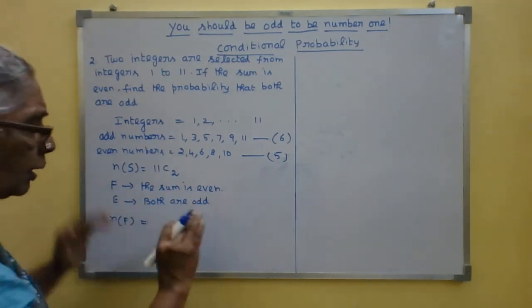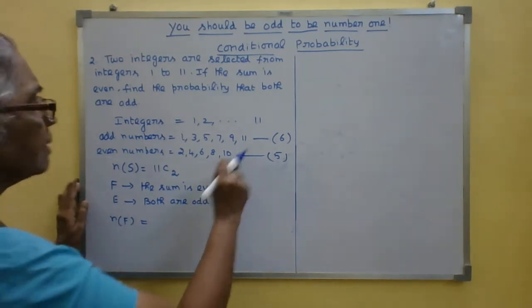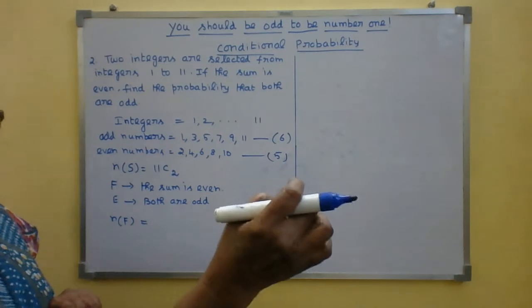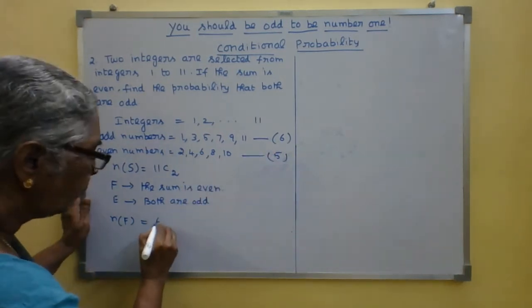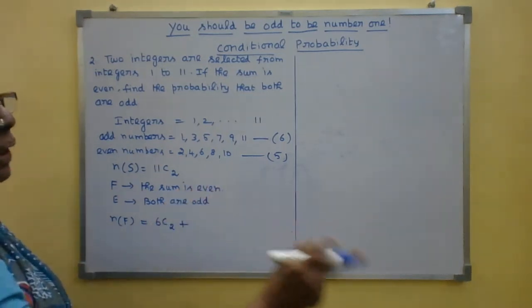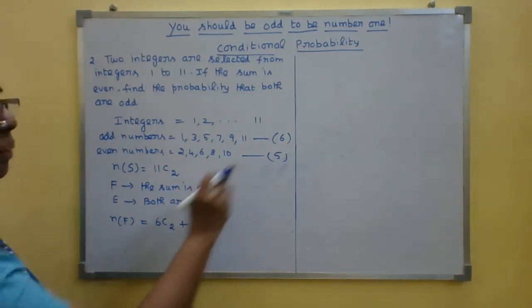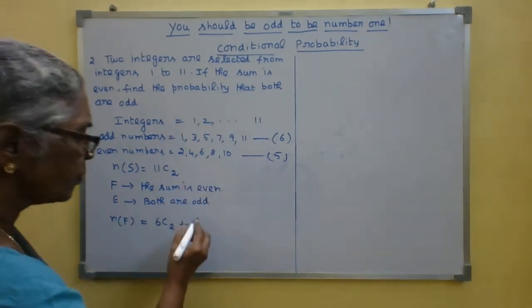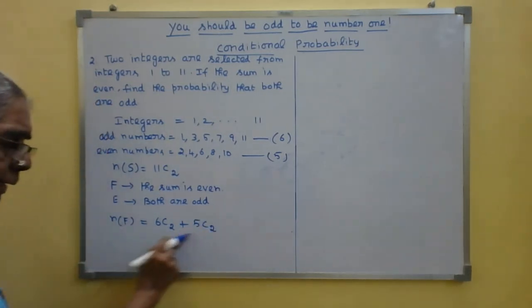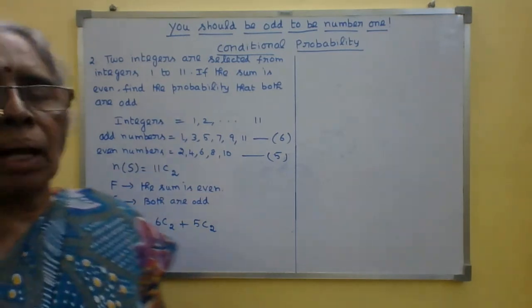Now both can be odd. That means the odd are now 6 for me. Out of that, how many I am selecting? Only 2. That means it can be 6C2, or both can be even. Or means there is a plus. 5 even numbers are there. Out of that, you can select. So this is the number of ways in which the sum is even.